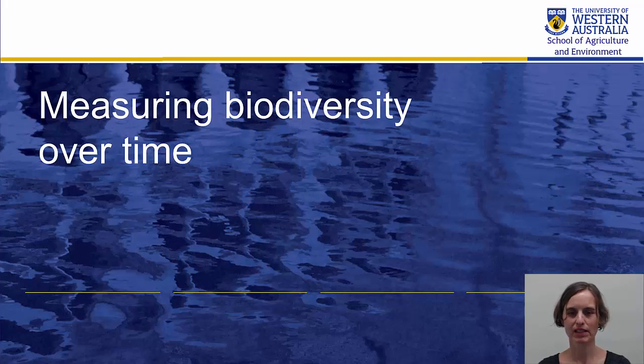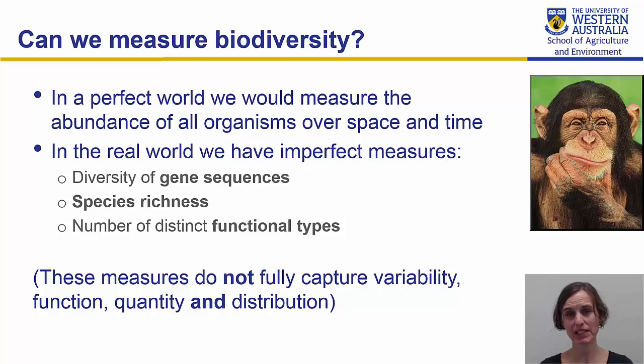So in this next lecture segment, I'm going to talk about biodiversity measures. The first measure that I'll introduce is measuring biodiversity over time. Can we really measure biodiversity though? In a perfect world, we would measure all species, all living organisms around the world over time. But of course, that's not possible. We don't have enough resources to collect the information on all organisms.